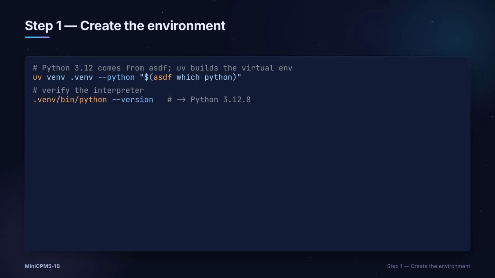Step 1 is the environment. We use 2 modern tools together. The first, asdf, pins the exact Python version. Here, Python 3.12, so the setup is reproducible across machines. The second, uv, is an extremely fast environment manager that builds the virtual environment from that pinned interpreter. The single command you see creates a .venv folder using the Python that asdf provides. We then check the interpreter version to confirm everything points at Python 3.12.8. This isolated environment keeps the model's dependencies from colliding with anything else on the system.